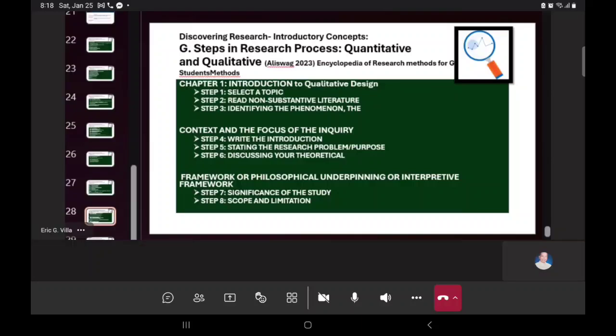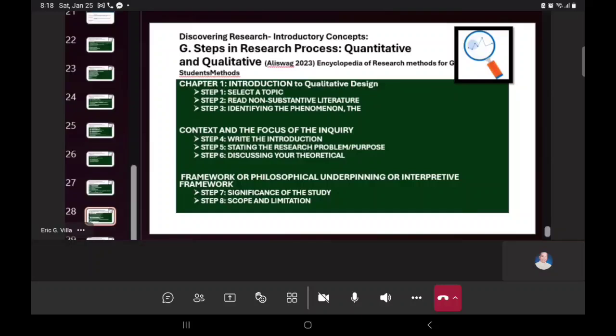Research context development is steps 4 to 6. This middle phase focuses on establishing the research framework through three critical steps. First is writing the introduction that sets the stage for the entire study, providing context and background.